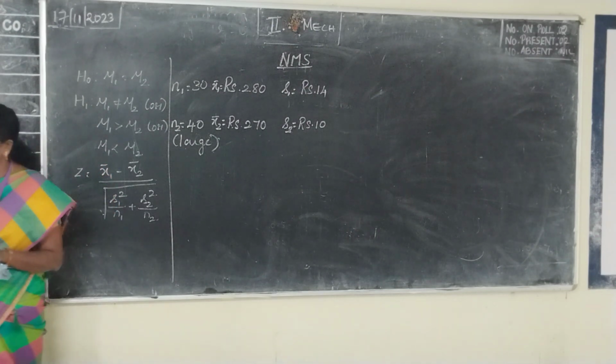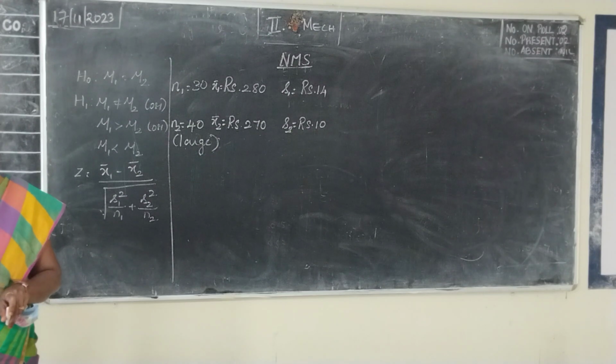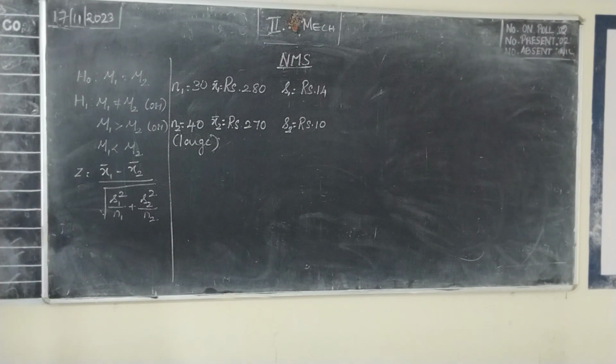Or what is the statement given for checking? See the question: test the hypothesis that there is no difference between the mean weekly wages. We are checking the mean, so we are going to apply our difference of mean formula. By looking at the statement, you can decide whether it is mean or standard deviation. So tell me, what is H naught?